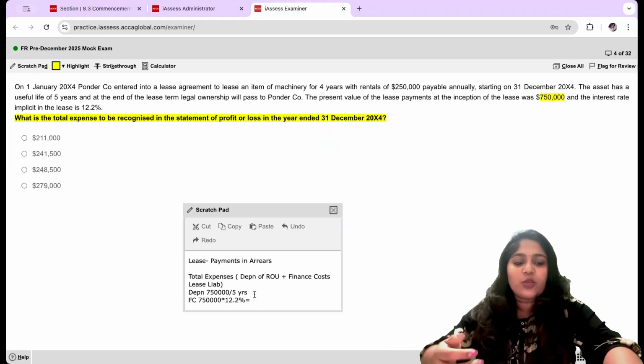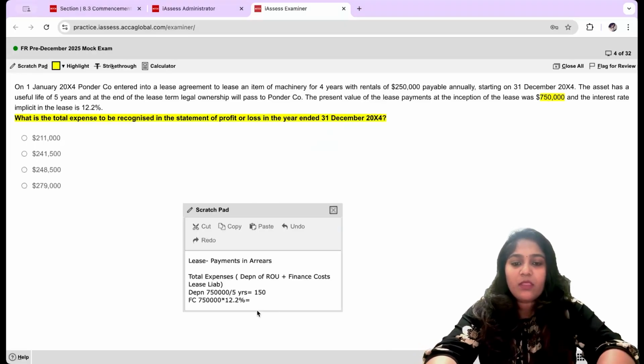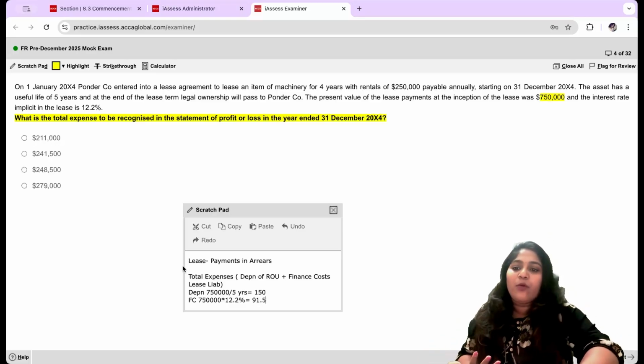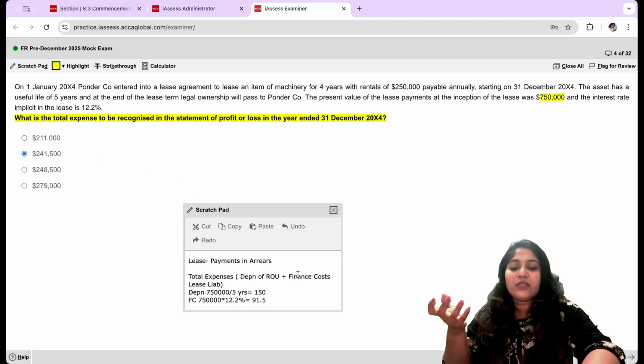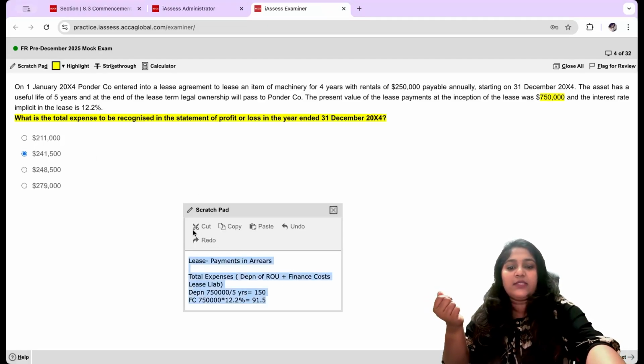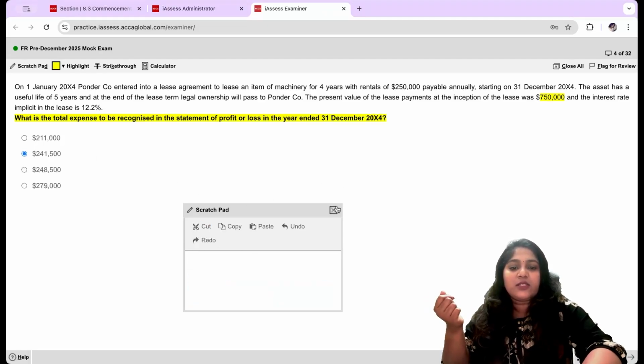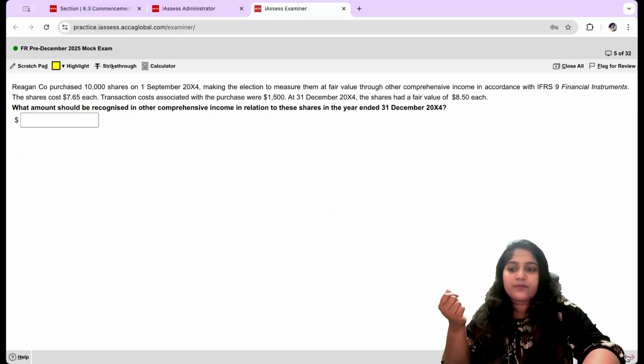So depreciation will be 150 and finance cost will be 91.5. If I add both of them, my answer should be 241.5. The answer should be $241,500. Okay, so let's move to the next question.